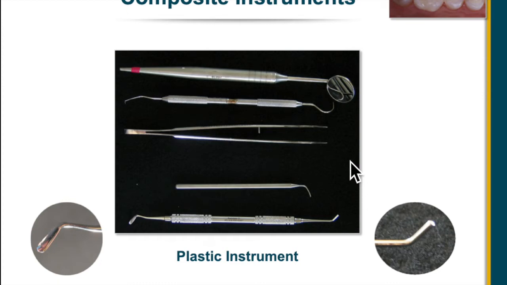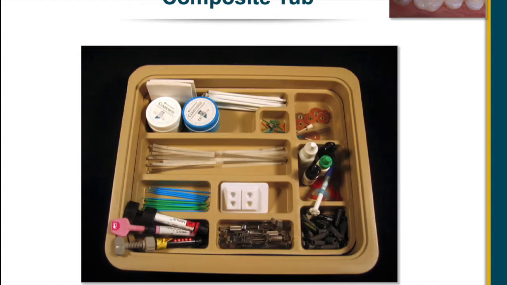So instruments that you might use in a composite filling: a mirror, an explorer again, cotton pliers, a die-cal instrument, and this is called a plastic instrument because it's used to shape plastic materials, not because it's made out of plastic. Different offices may have different names for this. I call this a flat instrument because it's flat on the side. But again, many dentists might call it a plastic instrument, not because it's made out of plastic, but because it's used on plastic or formable materials.